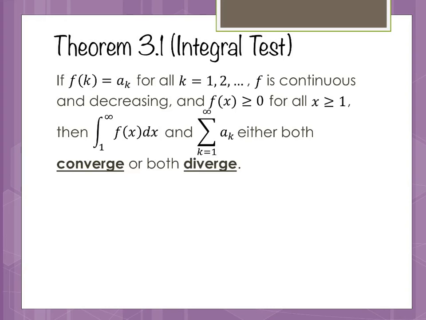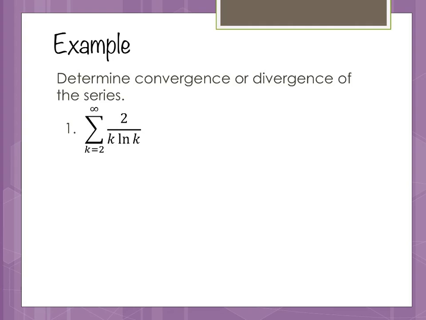So if you take a look at the first example, example number 1, we have a series. The series is going from k equals 2 to infinity, and it's 2 over k ln k. This one just beckons us to use the integral test because of that ln of k. And because of that ln of k with the k in the denominator as well, what are you thinking we should do from integration? Do y'all remember?